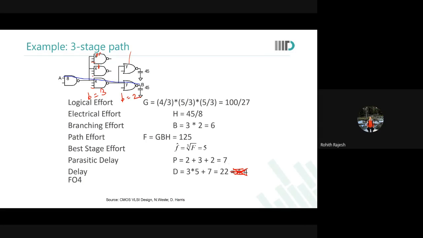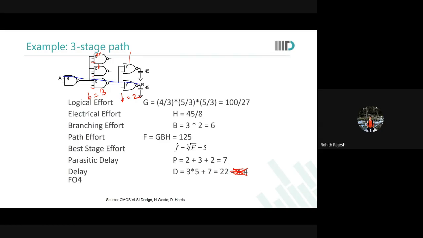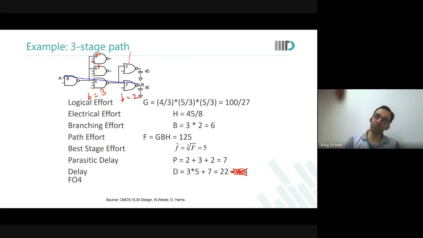But if it is given that these are not equal, then I can't put the branch effort as 3x2, because the paths are not equal, then you have to calculate. Here, because nothing is given, for simplicity's sake, we assume it is the same.